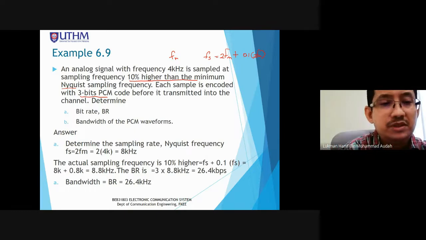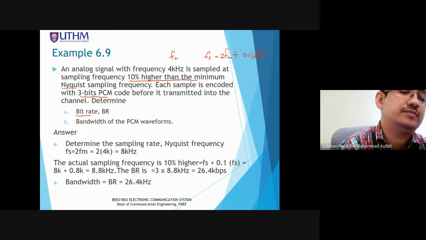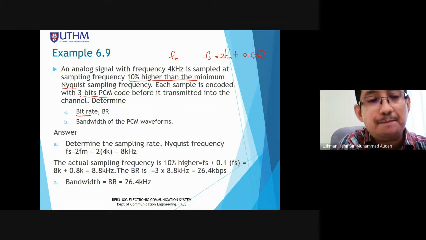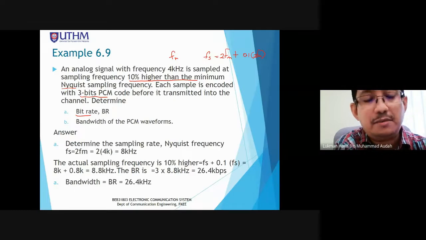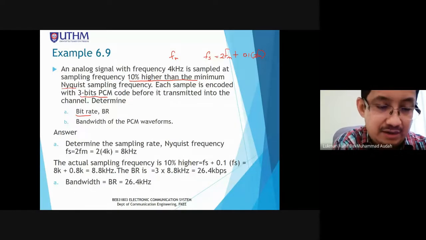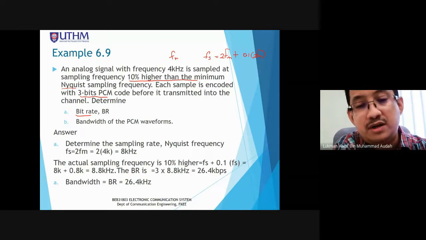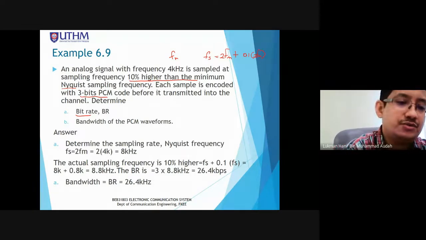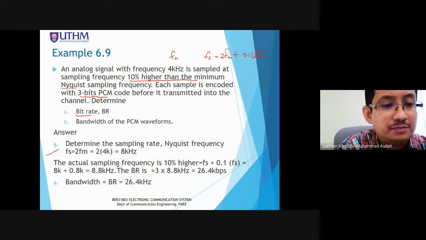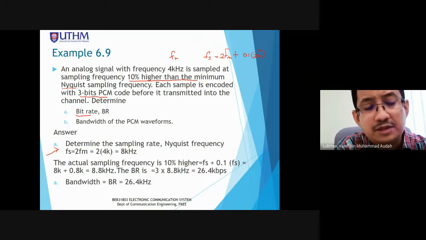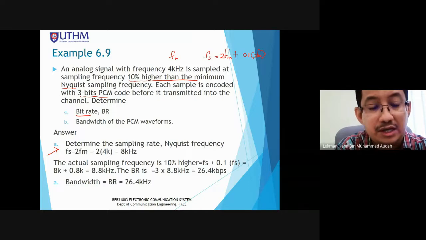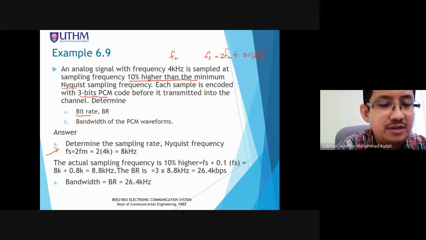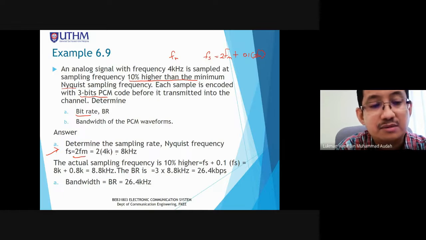Okay, so determine the bit rate. Berapakah nilai bit rate? So bit rate is equal to sampling rate multiplied with number of bit. That means kita kena tentukan dulu berapakah nilai sampling rate. So sampling rate, kalau dilihat di sini, dalam example ini mula-mula kita perlu cari berapakah minimum Nyquist rate. Minimum Nyquist rate dikatakan di sini bersamaan dengan 2 FM. So minimum sampling frequency adalah 8 kHz.